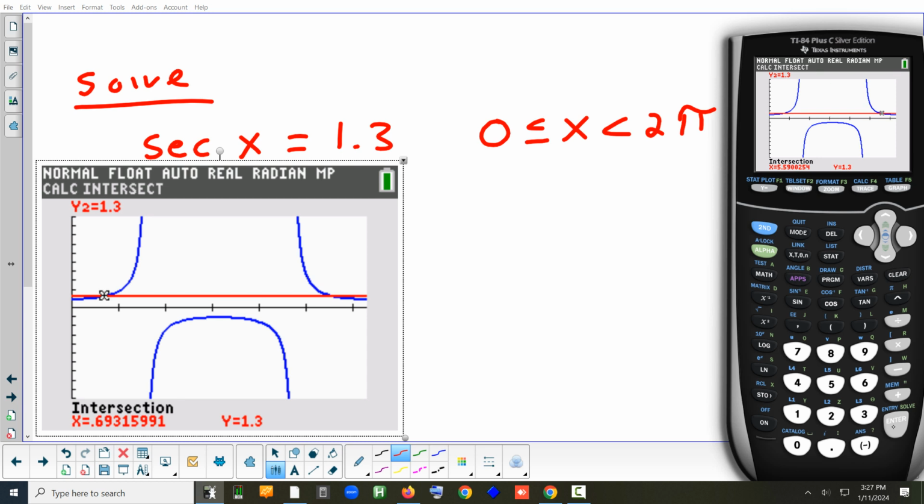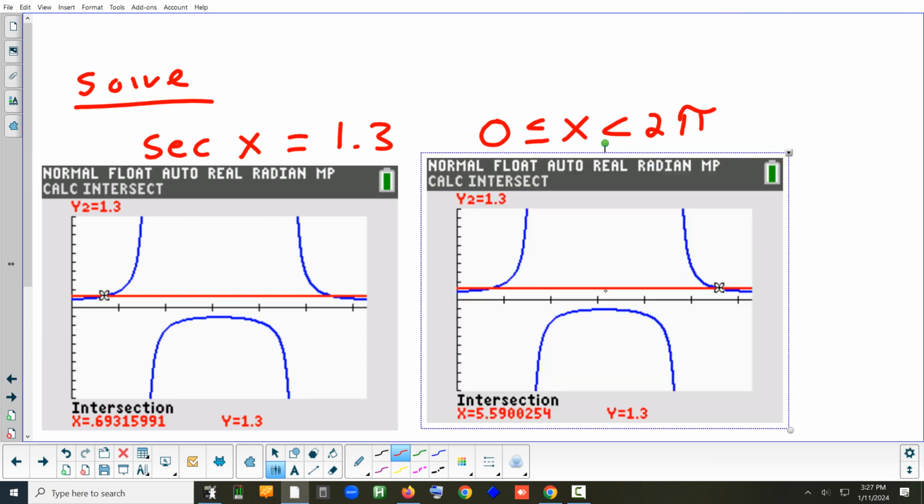Oh, I'm sorry, 1.3 wasn't our answer. Our answer was 0.69. It's 2 pi minus 0.69. That's what that number should be. Okay. So the other answer is 5.59.